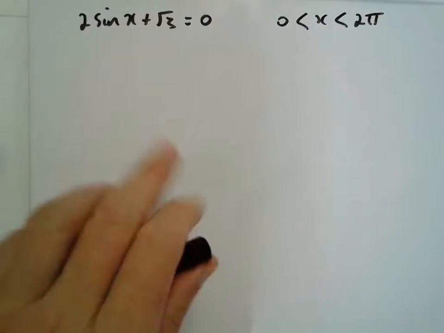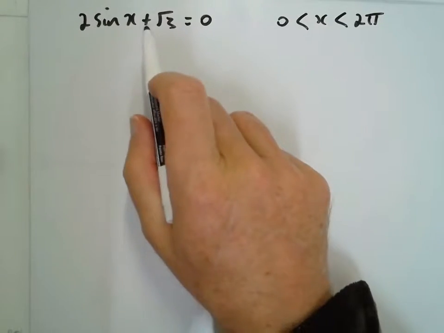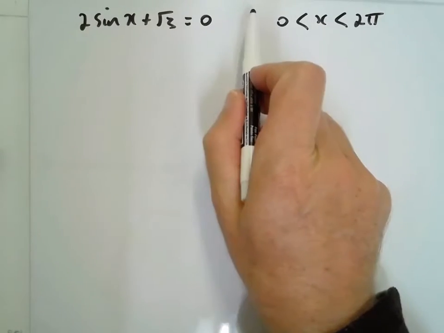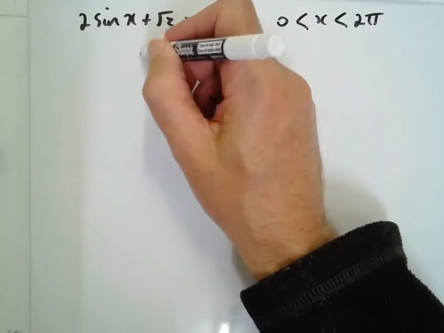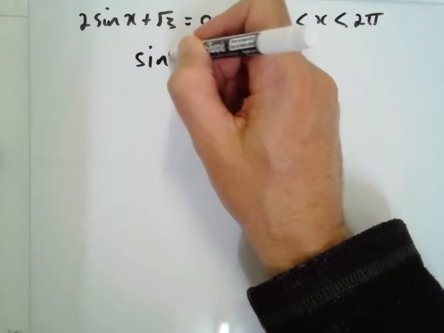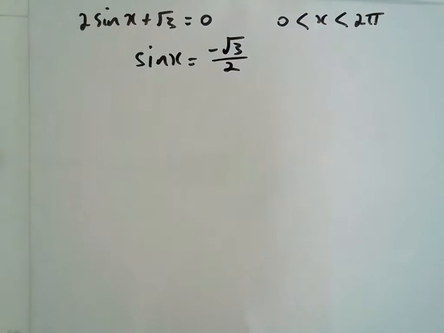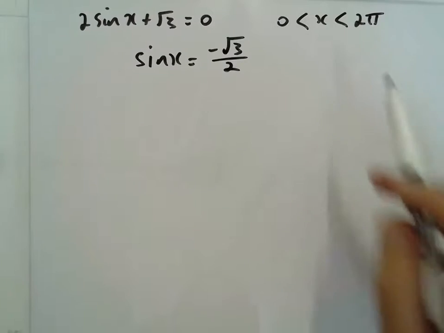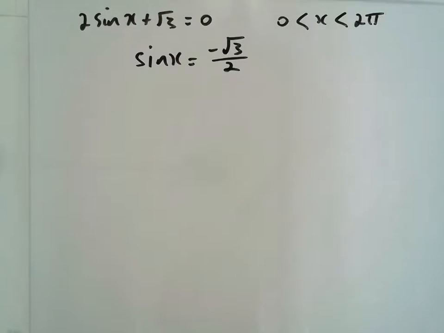Okay, this might look a little bit more complex than the last one, but it really isn't. We're going to shoot the root 3 to the other side, so it's going to be minus root 3, and then we're going to divide by 2, and we're going to simplify straight away to sine x equals negative root 3 on 2. We can see our domain here, that x is between 0 and 2 pi, because we're working in radians, aren't we? Okay.